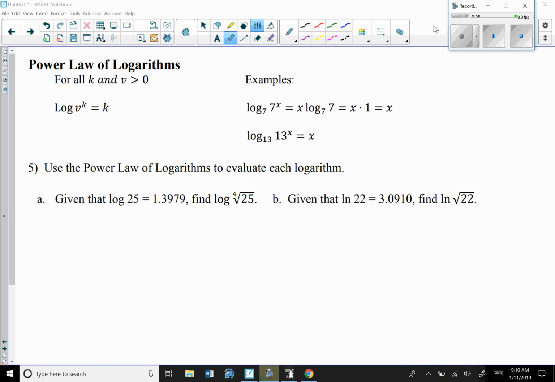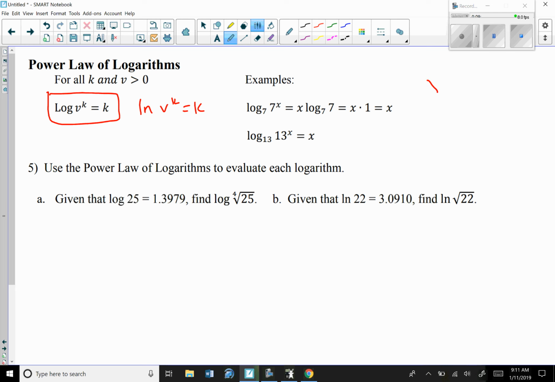And then we have the power law of logarithms. So if I have the log of v to the power k, it is equal to k times the log of v. We can also say the same thing when we're doing natural log. So if I have the natural log of v to the power of k, it's equal to k times the natural log of v. And again, here are some examples, but you can also think about exponential form.